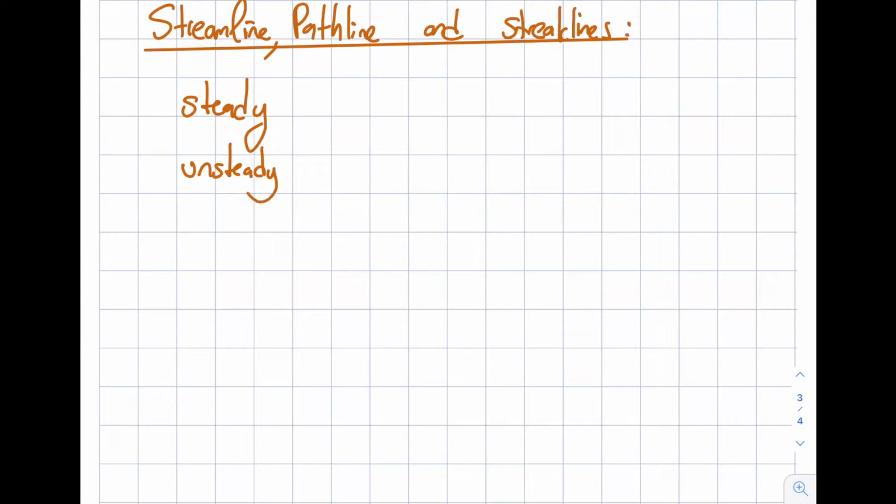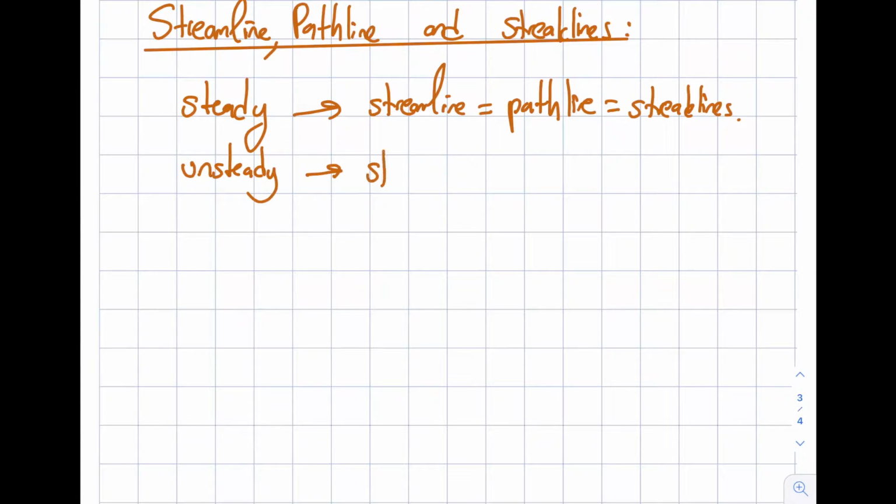If this is steady, then I can tell you something. These three will be the same. Okay, streamline will be equal to pathline will be equal to streakline. So I don't have to differentiate them. But if my flow is unsteady, unfortunately I have to differentiate them. There will be three different definitions. One is called the streamline.